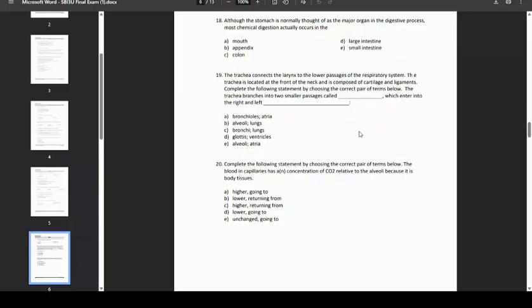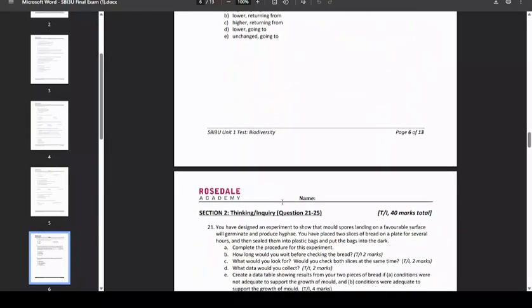Complete the following statement by choosing the correct pair below. The blood in the capillaries has a blank concentration of CO2 relative to the alveoli because it is from body tissues. Okay, so there's supposed to be a word here because it is going to or coming from. Anyways, so we know that the blood in the capillaries has a higher concentration of CO2 relative to alveoli because the CO2 is coming from body tissues, and we have to breathe it out. So C is our correct answer. It's returning from the body tissues.